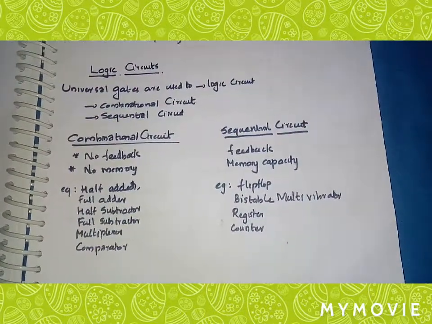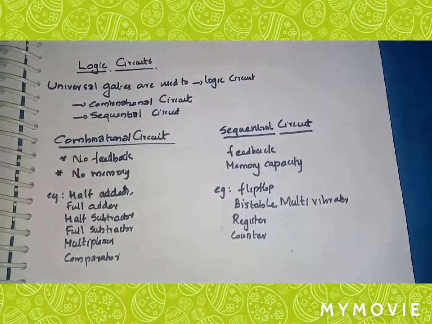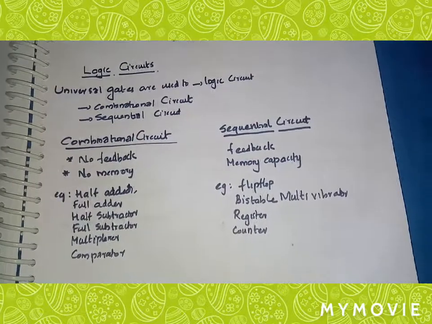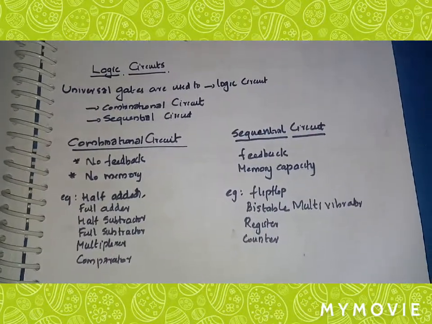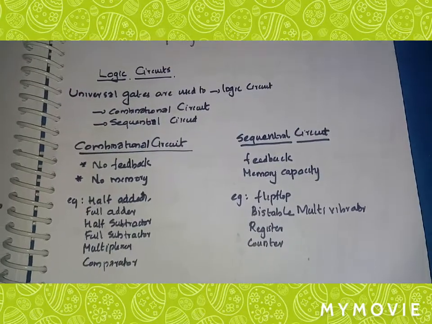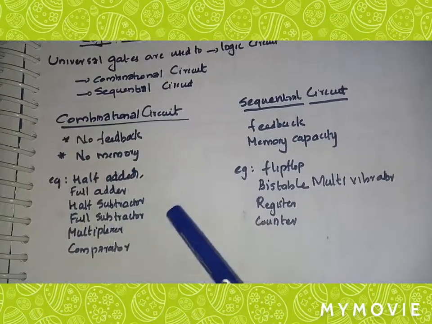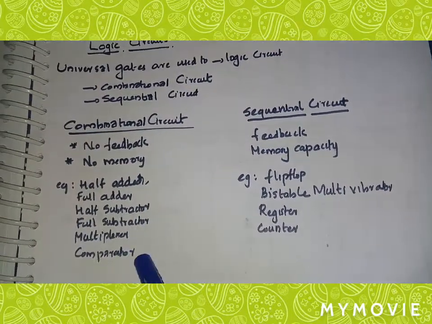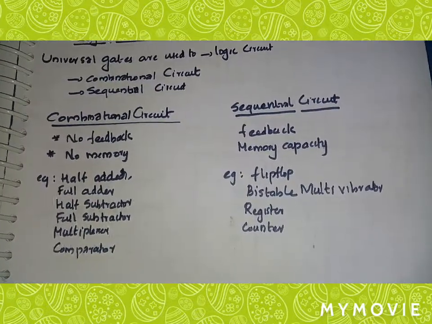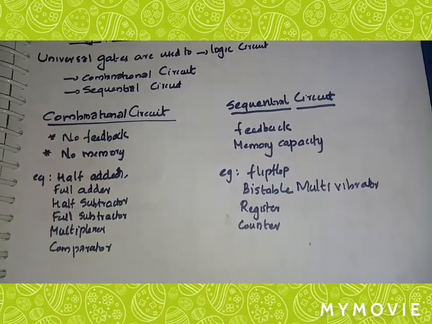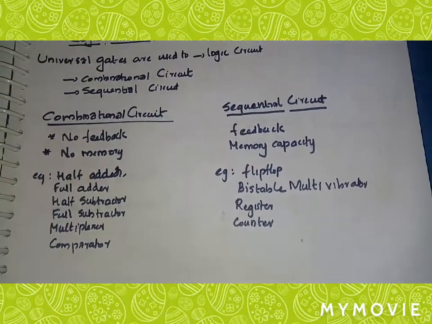Today we are going to study logic circuits. We know that universal gates are used in logic circuits. We have combinational circuits and sequential circuits. A combinational circuit has no feedback and no memory. Examples are half adder, full adder, half subtractor, full subtractor, multiplexers, comparators, etc. Sequential circuits have feedback and memory capacity. Examples are flip-flop, bistable multivibrator, registers and counters.